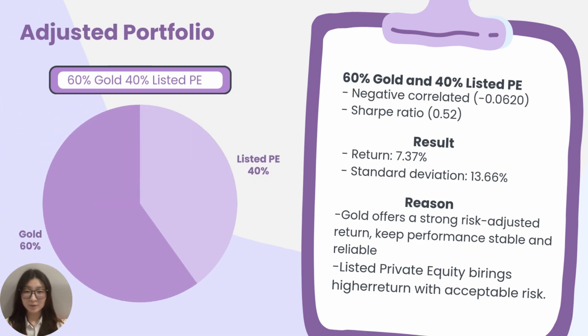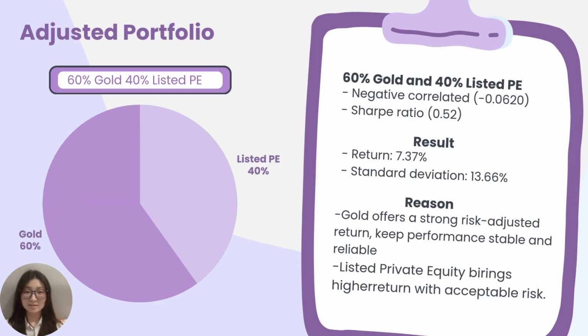Compared to Darren's high risk tolerance and Winnie's low risk tolerance, I allocate 60% to gold and 40% to listed private equity in my portfolio, which balances return without overlooking risk. The weak negative correlation between these two assets is about negative 0.062, meaning that when one declines, the other isn't likely to follow, helping balance overall risk.